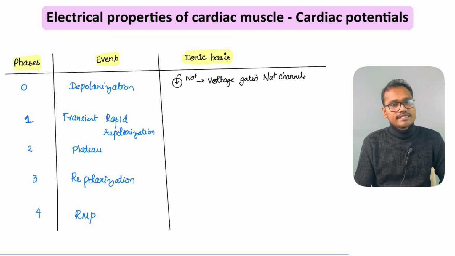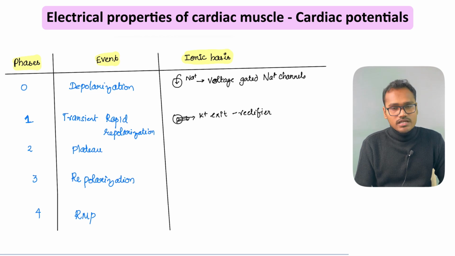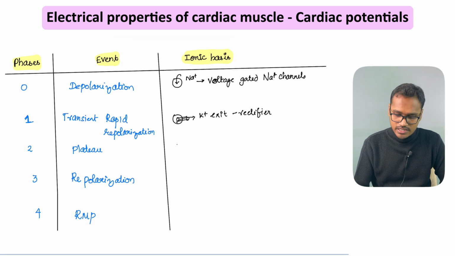Then after that, in transient rapid repolarization, what is happening? There is an exit of potassium. This is potassium exit. It is a rectifier type of channel. Rectifier means whatever event has happened is going back to its original state. So it is called a rectifier channel.